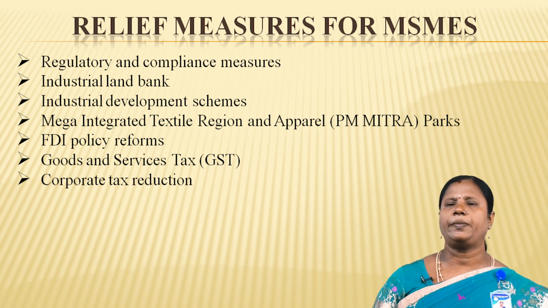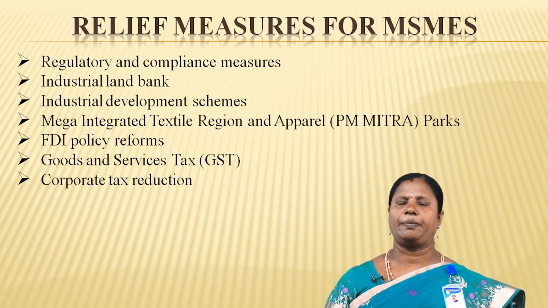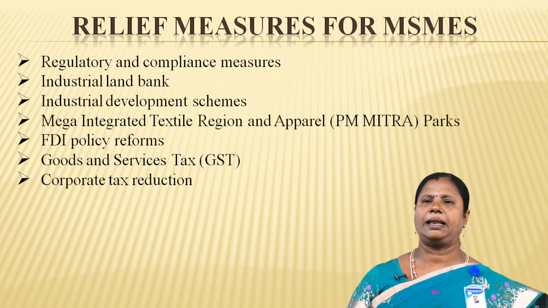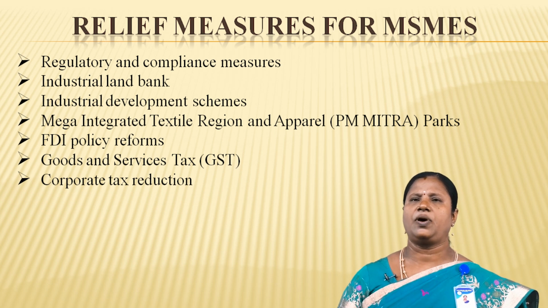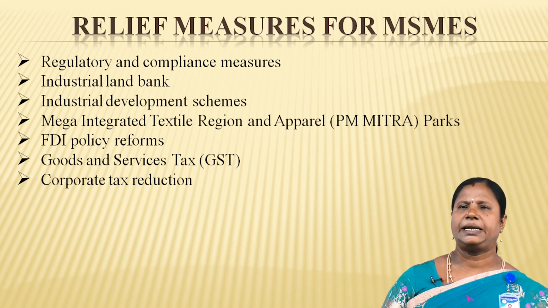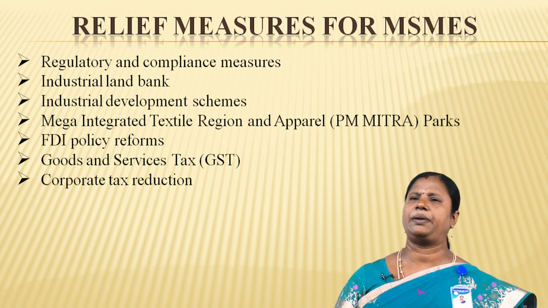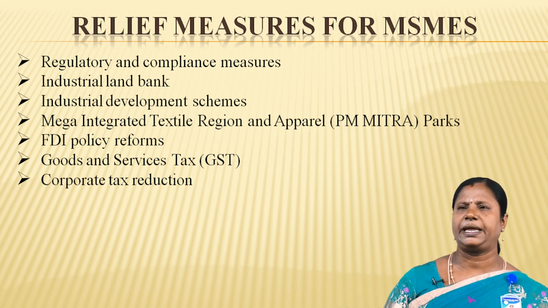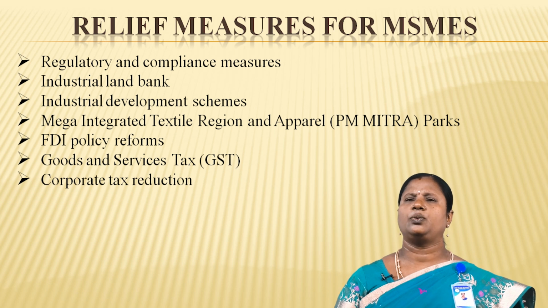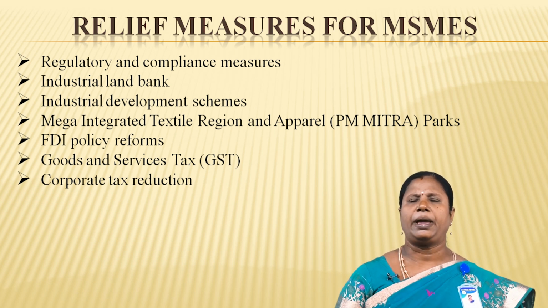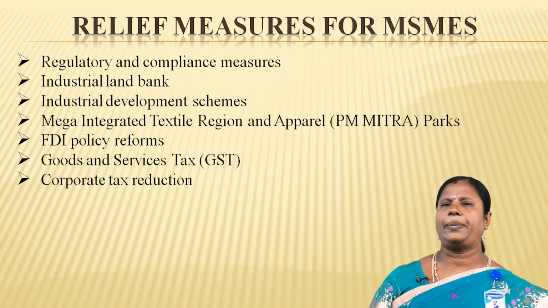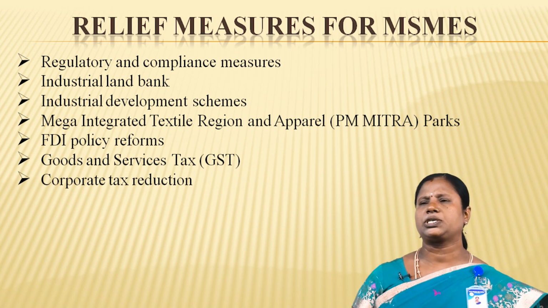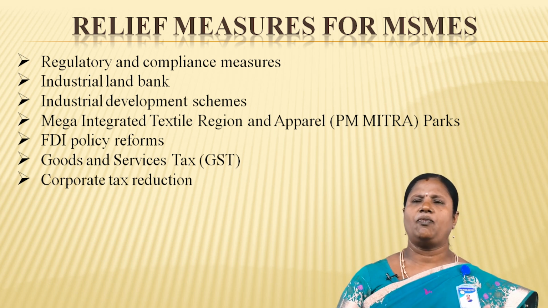Industrial Land Bank. The government has developed the India Industrial Land Bank, which provides a database of industrial areas across the country to help investors find locations for investment. Next, Industrial Development Scheme. The government has implemented industrial development schemes for hilly and industrially backward states such as Himachal Pradesh, Uttarakhand and Jammu and Kashmir. Mega integrated textile region and apparel parks. The government has set up 7 PM Mitra parks to create an integrated textiles value chain.